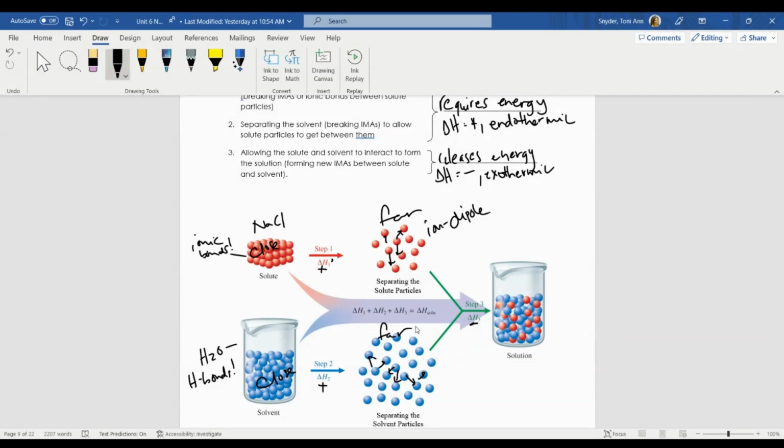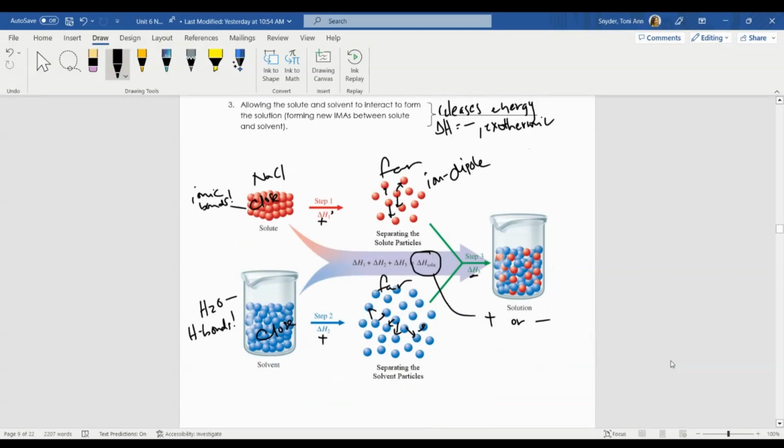Now, depending on how much energy steps 1 and 2 absorbed versus the amount of energy that step 3 released will tell us whether or not the heat of solution is positive or negative, whether this particular process is releasing energy on the whole, or absorbing energy on the whole. So your heat of solution for step 1 plus your heat of solution for step 2 plus your heat of solution for step 3 gives me the overall heat of solution. And this could be positive or negative depending how much energy is required for those individual processes.